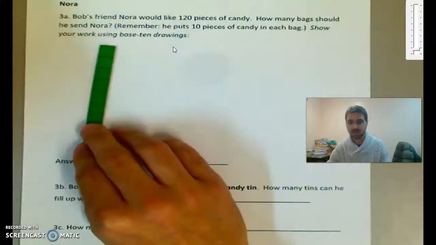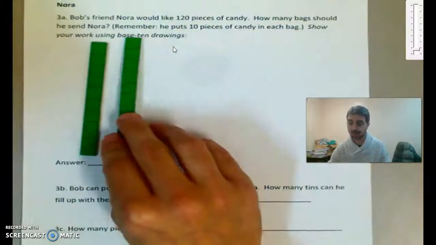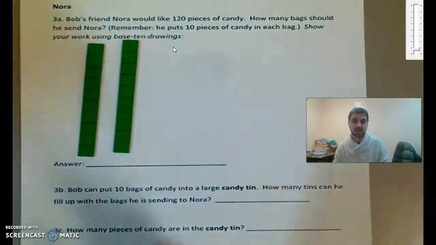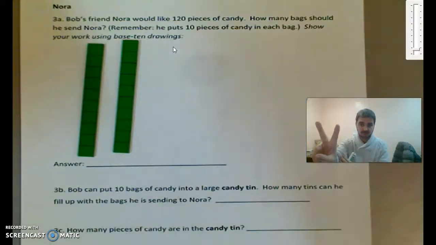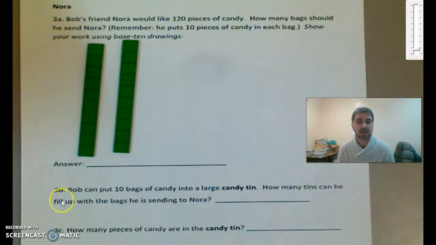This is 1 bag, right? That's 2 bags, so that's 20. So how many bags is going to fit, can you fit 120 into? So pause the video, okay? Pause the video and see what you think. Try it out and see what you get.